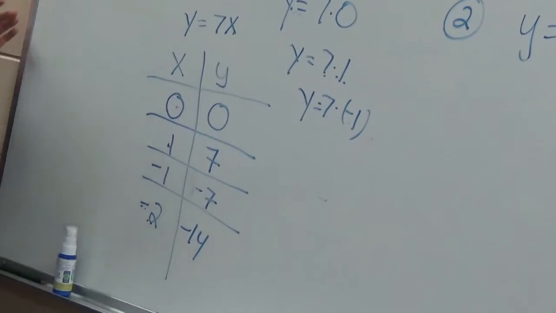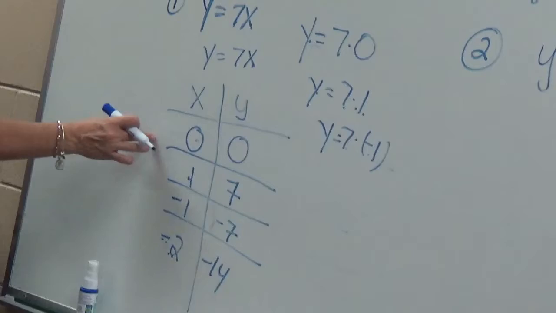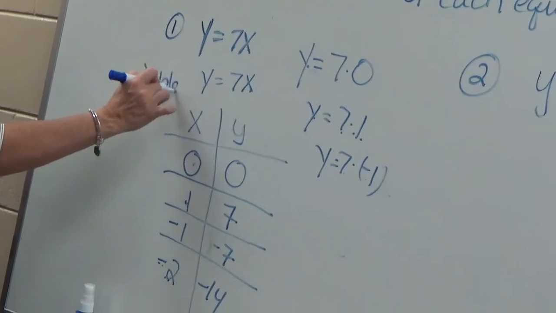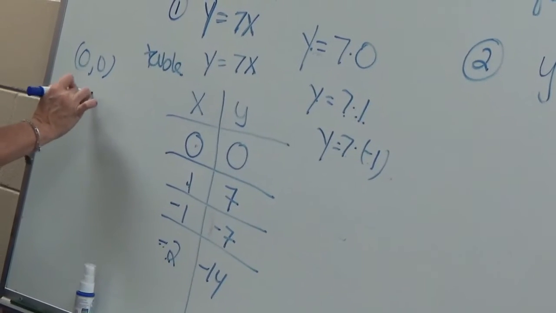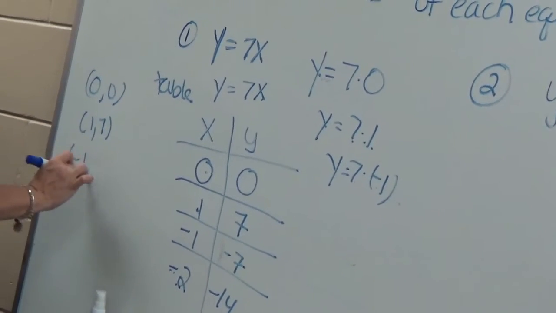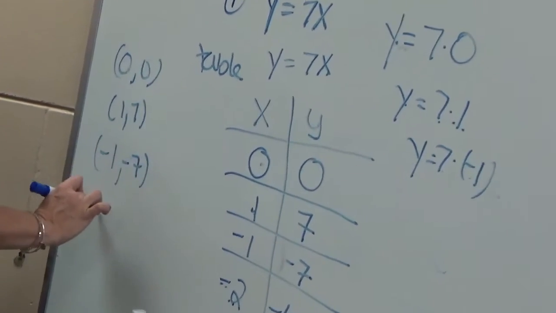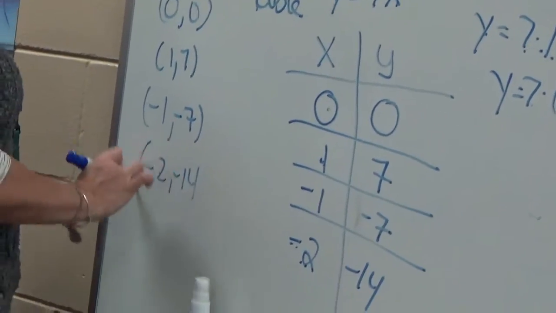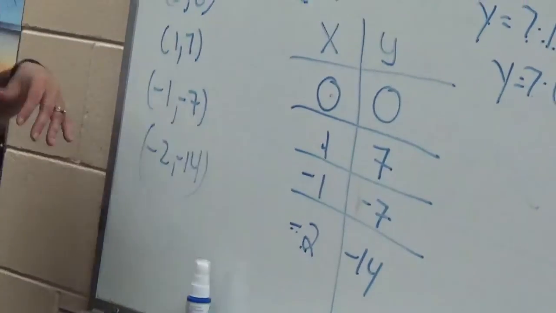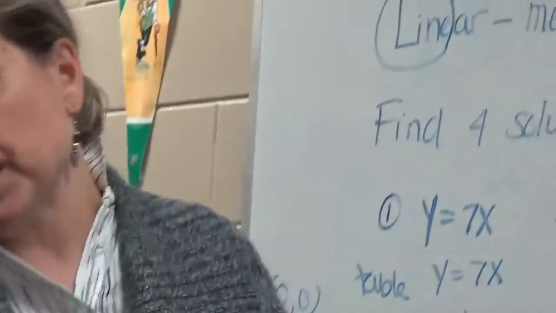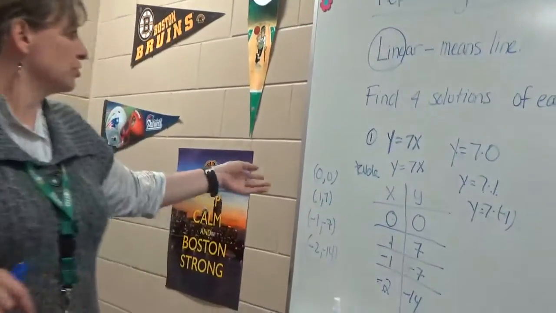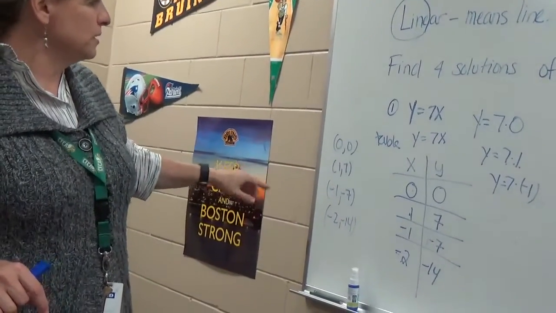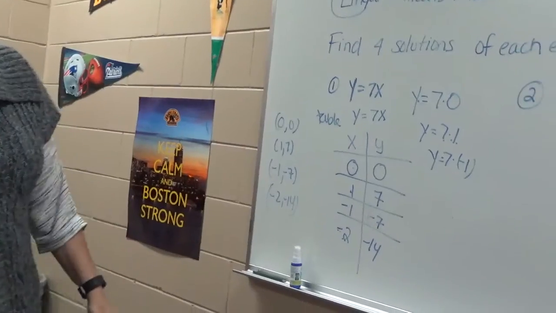So these are my ordered pairs. This is called a table, but if it wanted a list of ordered pairs, we would say (0, 0), (1, 7), (-1, -7), and (-2, -14). If it asked you to graph, I don't think the book asks you to graph yet, so we'll be doing this in the future, but you would just plot those points, connect them all, and you would have a line.